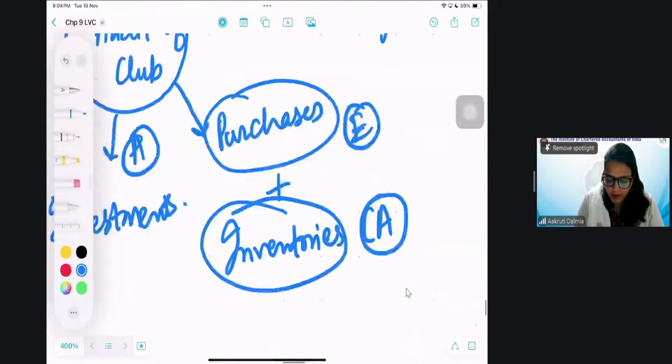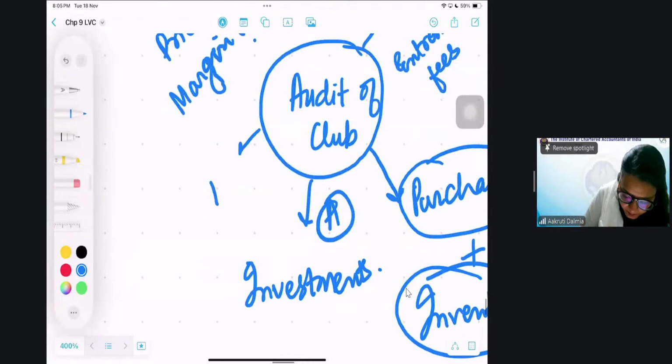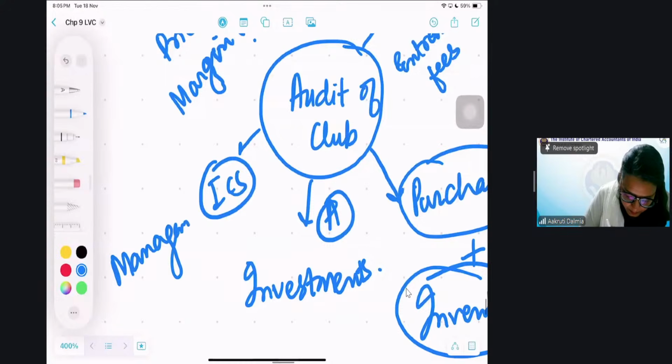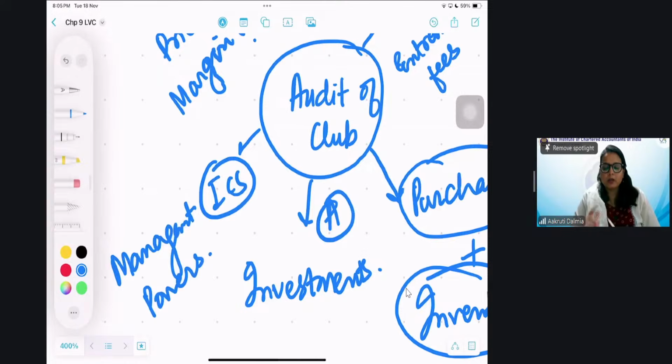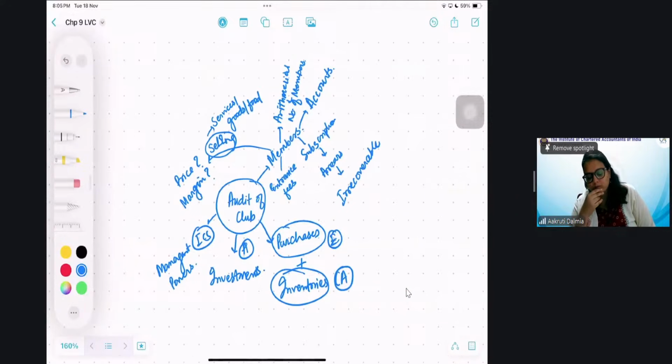Then assets, inventories are properly checked. Then investments are properly checked. Did you see? And lastly, for internal check, you can check management powers are properly checked. Can you see now the whole answer in a small form? Everyone clear now? This is how my brain is thinking the answer.